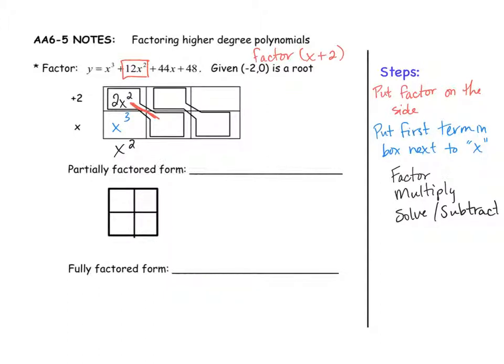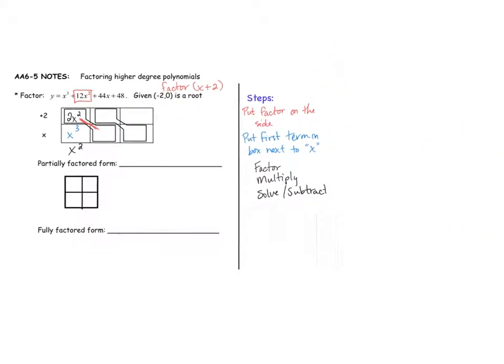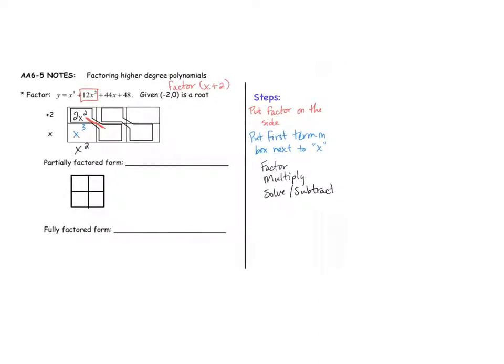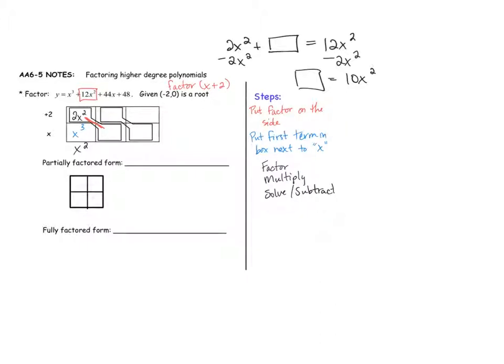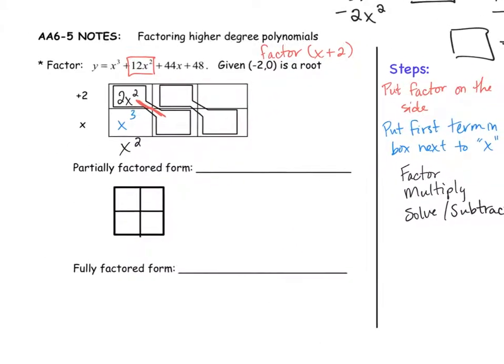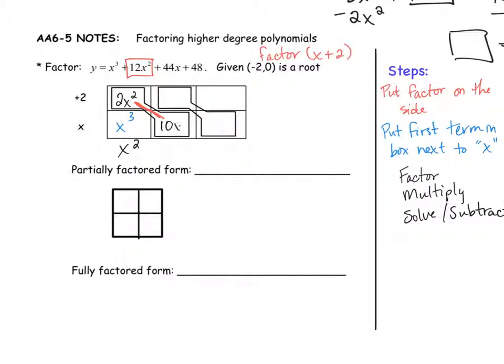I'm going to scooch that over really quick. So I know that 2x squared plus something in that box is going to equal 12x squared. This particular method, solving instead of just subtracting, tends to work better for people when there are more negatives involved. So you may want to keep this one in mind. Subtract 2x squared from both sides, just like you would solve a regular equation. So that box needs to be 10x squared. So that's going to be 10x squared.